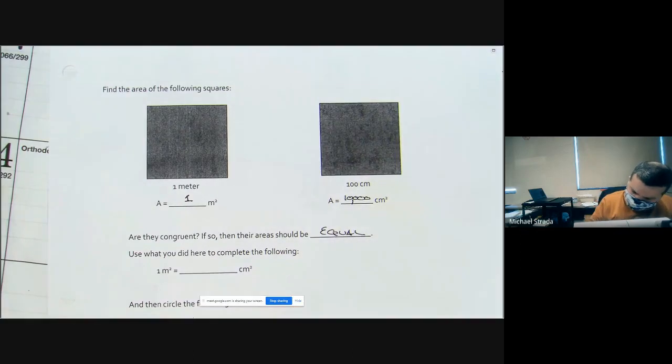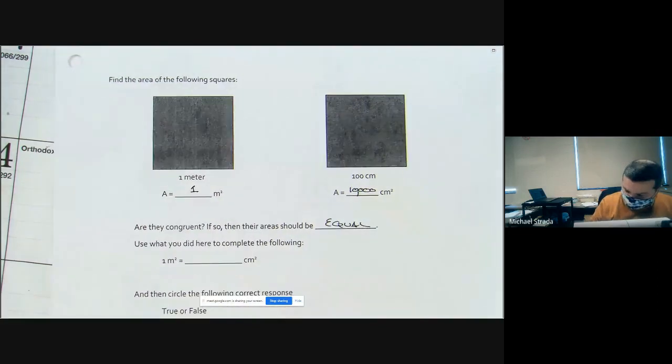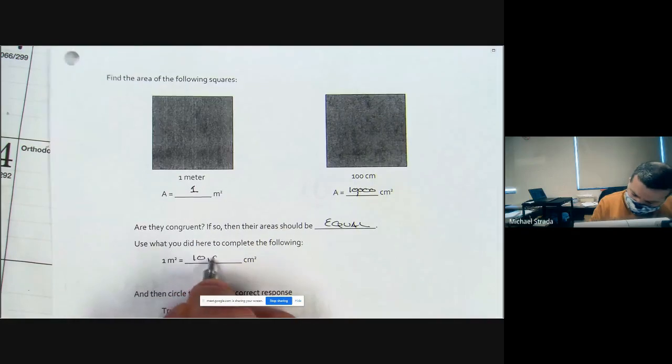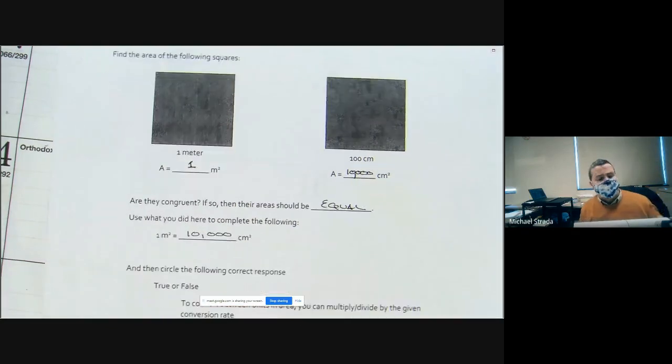So based upon that, 1 square meter is equivalent to how many square centimeters? 10,000. Make sense? So congruent figures have the same area.